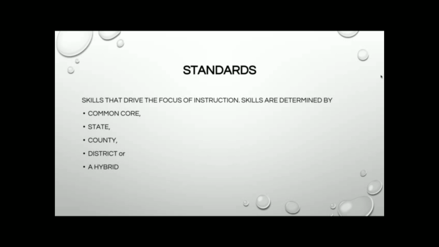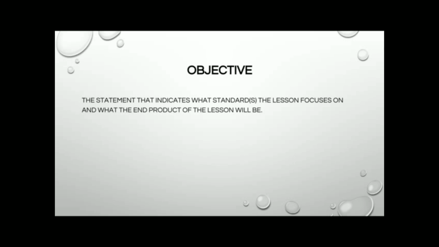The standards are determined by either Common Core at the national level, the state level, the county level, the district level, or a hybrid of any one of those combinations. Some states didn't take on Common Core, so they have their own list of standards, and the individual educational agencies have adapted them to fit the specific needs of their students. You have an objective. What's the standard you're going to address, and what's going to be the end product?